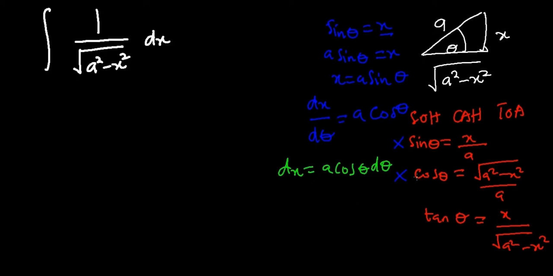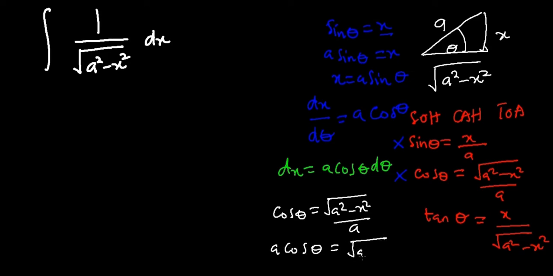Now that we have this, let's focus on cosine of theta. I have cosine of theta equal to the square root of a squared minus x squared over a. So what you are going to do here is make the square root of a squared minus x squared the subject. I can do that by just multiplying this side with a, so that a times cosine of theta should be equal to the square root of a squared minus x squared.